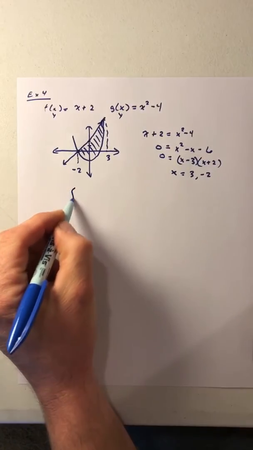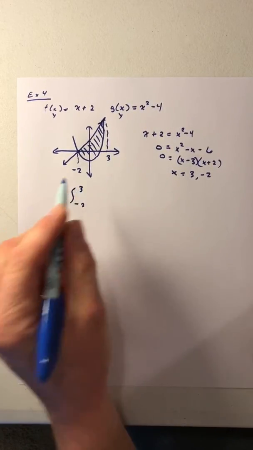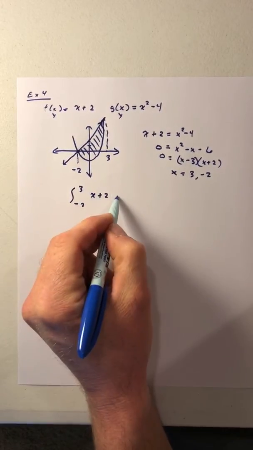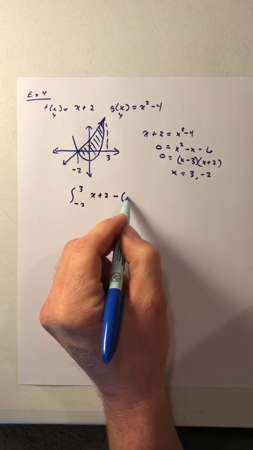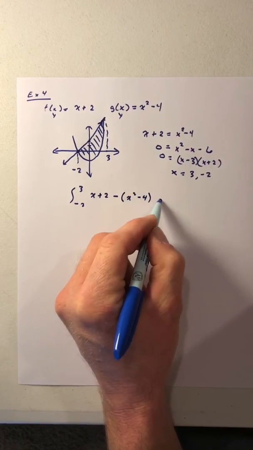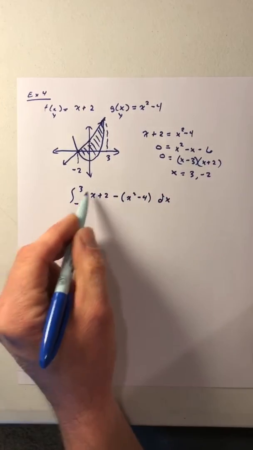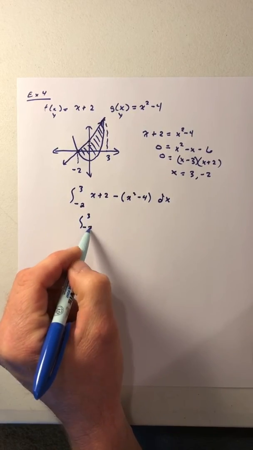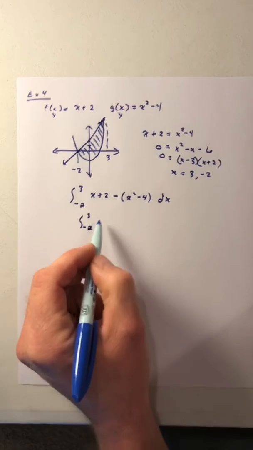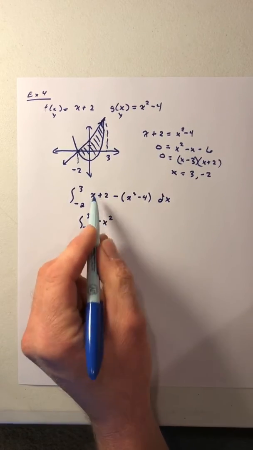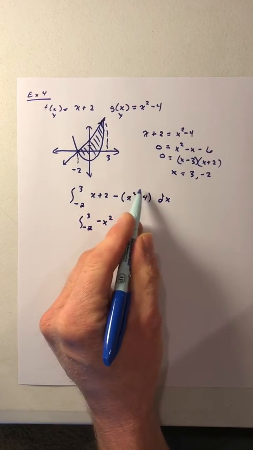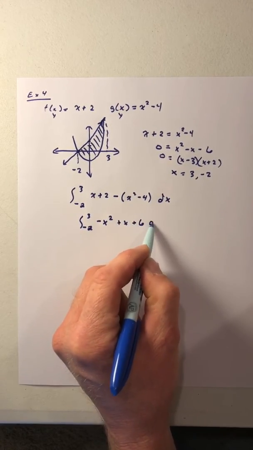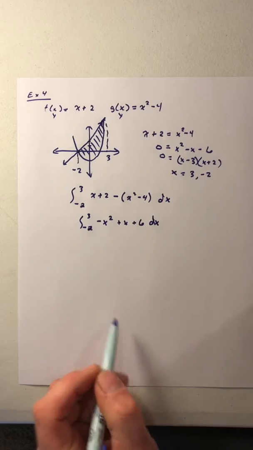So again, we can set up our integration from negative 2 to 3. Our top curve would be x plus 2 minus our bottom curve, which is x squared minus 4 dx. Let's go ahead and clean that up, the integrand. So we have negative 2 to 3. We have negative x squared plus x. We're going to multiply that negative through, so we get positive 4 plus 2 gives us 6 dx.